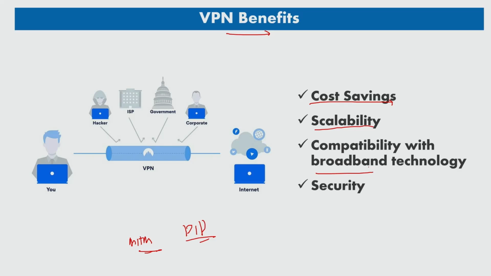Next is compatibility with broadband technology. Here, VPNs allow mobile workers, telecommuters, and people who want to extend their workday to connect to their corporate networks using high-speed broadband connections like DSL and cable, giving them greater flexibility and efficiency. In addition, high-speed broadband connections are a cost-effective way to connect distant offices.